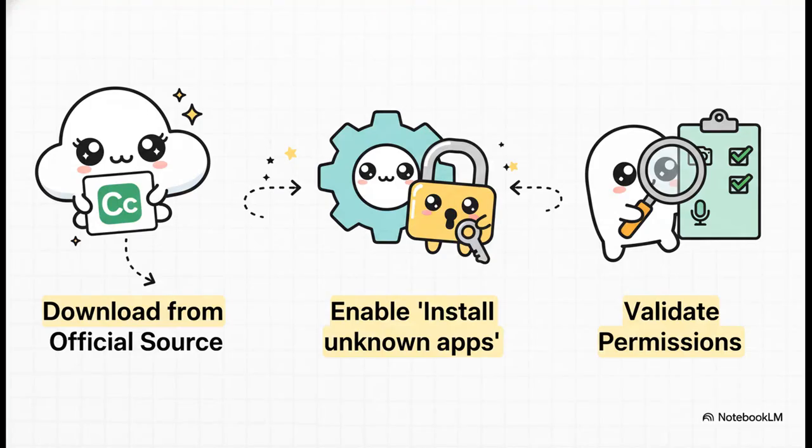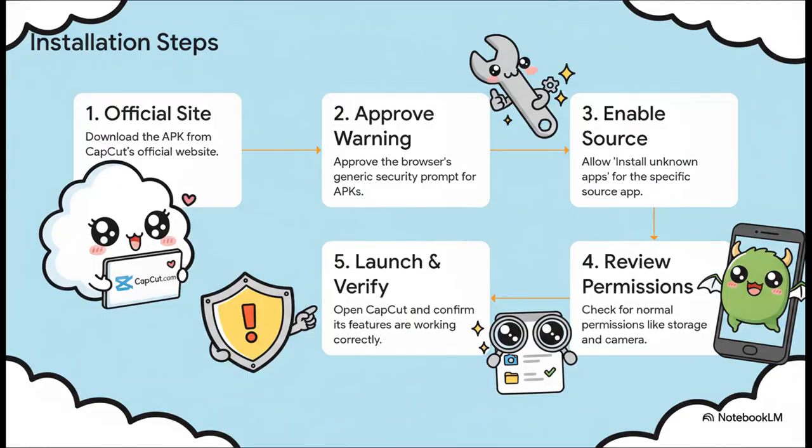So for anyone in a hurry, here's the super short version, the TLDR. It boils down to this. Go to the official CapCut website, and only the official website. You'll download the file, your phone will ask you to enable install unknown apps, you say yes just for that moment, you give the permissions a quick check, and boom, you're done. That's the whole secret sauce right there.